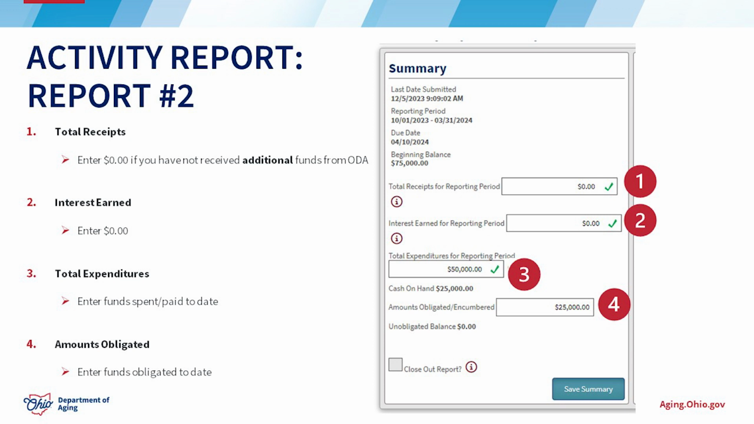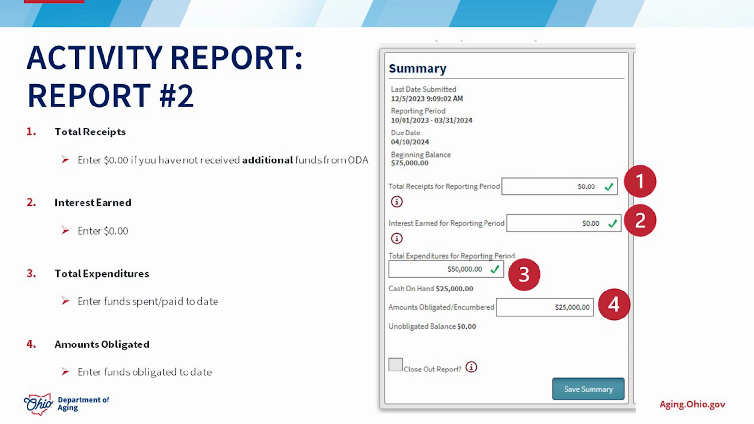You should only report on additional expenses that were not reported on previous reports. By entering $50,000, this means that I've paid out an additional $50,000 of my grant award for allowable grant activities. This is in addition to the $25,000 that I reported I expended in my prior reports.